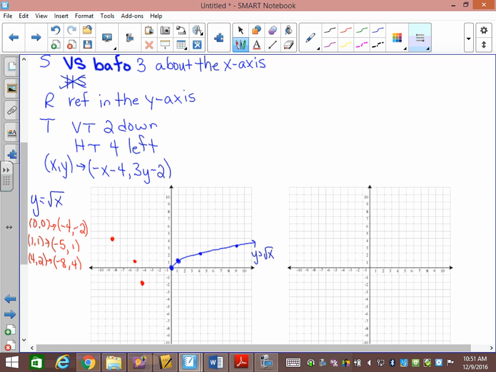Wow, it's sure getting taller. Oh, we have a vertical stretch by 3. It's stretching it vertically, right? And then negative 9 minus 4 gets too far off the graph, so I'm not going to change that point.